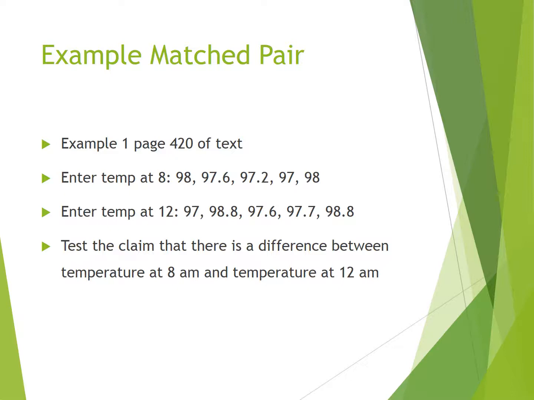So 98 is person 1's temperature at 8 a.m. That same person's temperature at 12 a.m. is 97. Patient 2, his temperature at 8 a.m. is 97.6. His temperature at 12 a.m. is 98.8. So these are the same people where their temperatures are taken at different times.